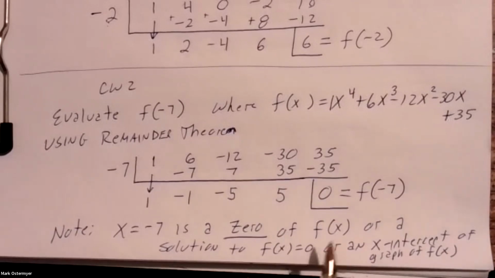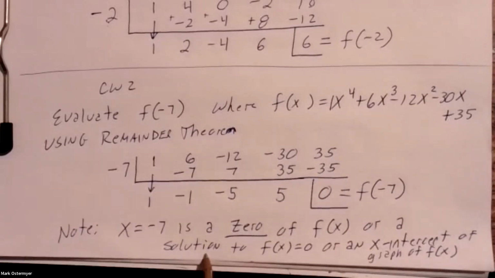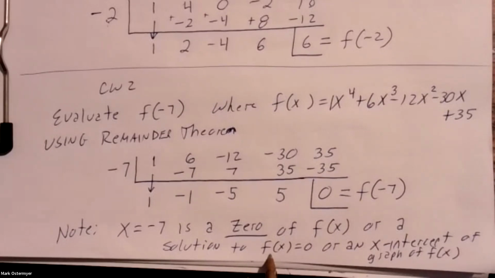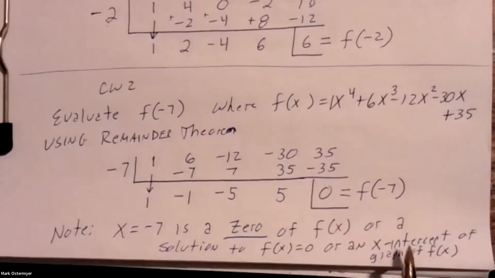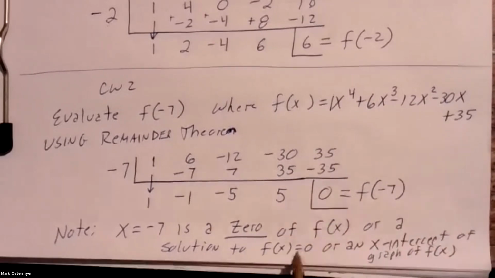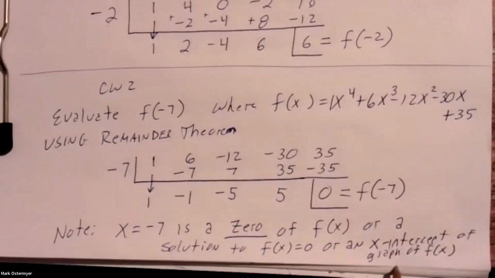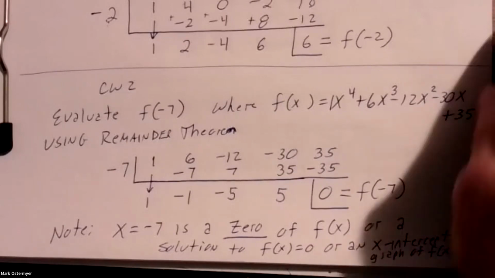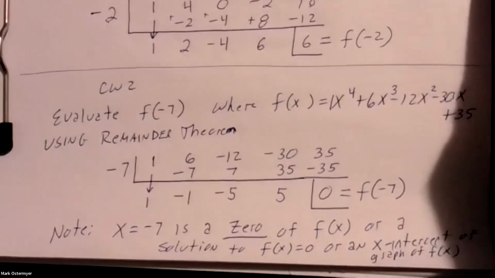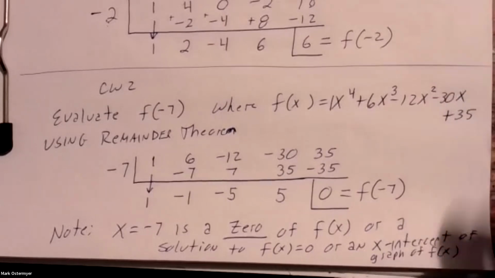-7 is a 0 of the polynomial function f of x, or it is a solution to the equation. If you were to set f of x equal to 0 and solve the equation, the 4th degree equation, it's a solution to the 4th degree equation, or it's an x-intercept of the graph of this 4th degree polynomial function. It's an x-intercept. All right. All right, everybody understand that there?